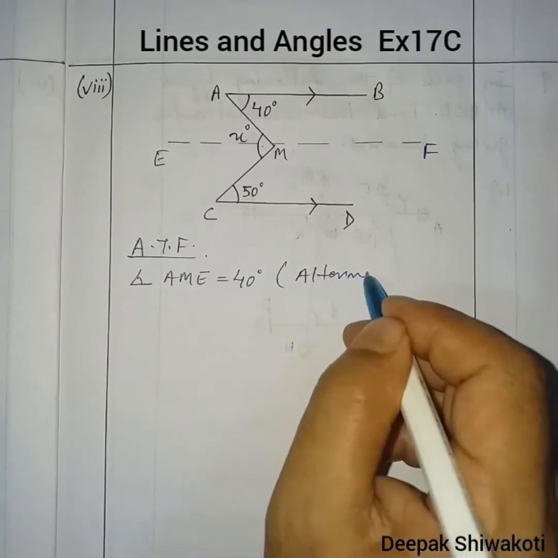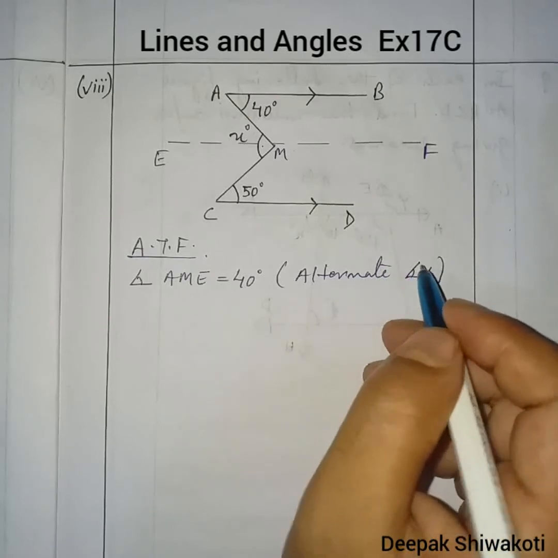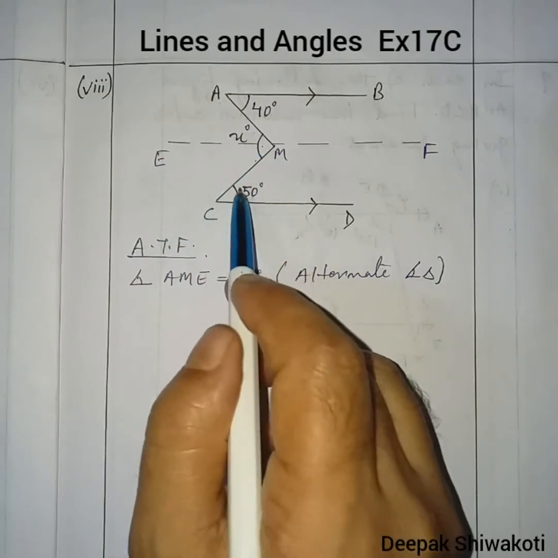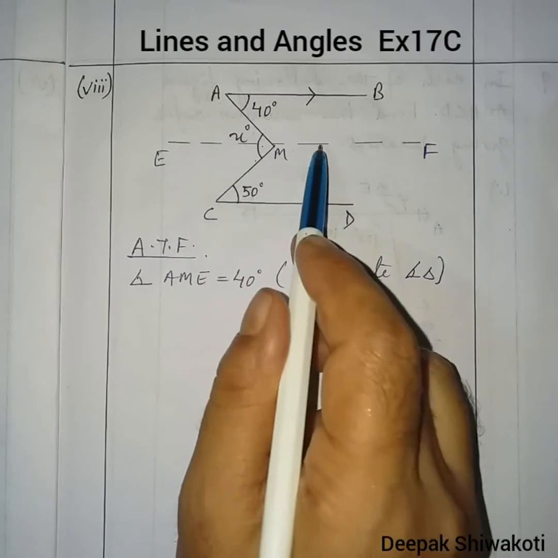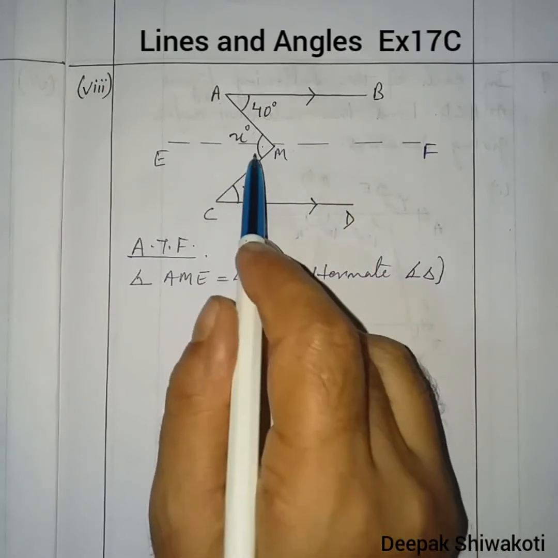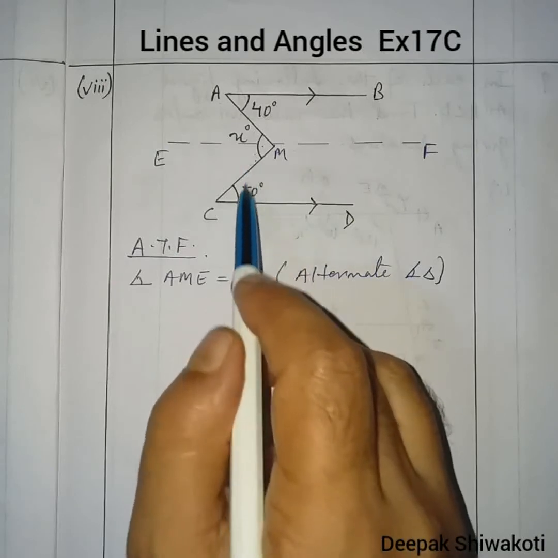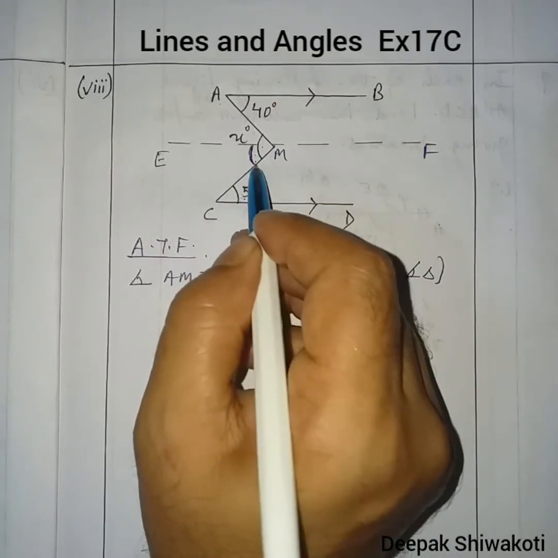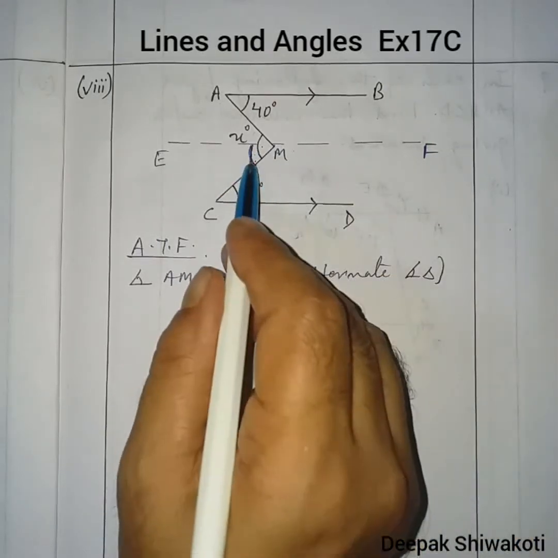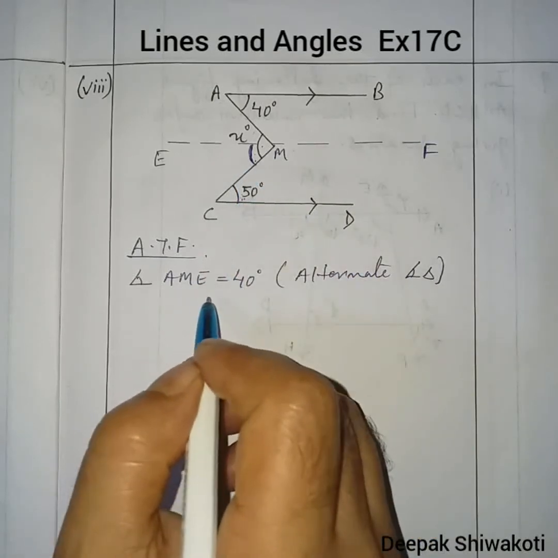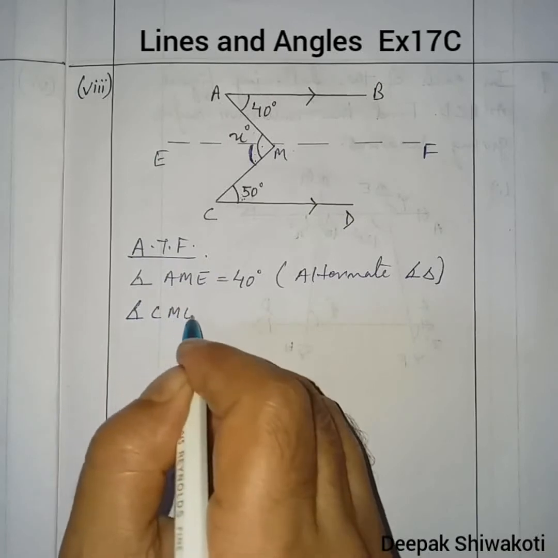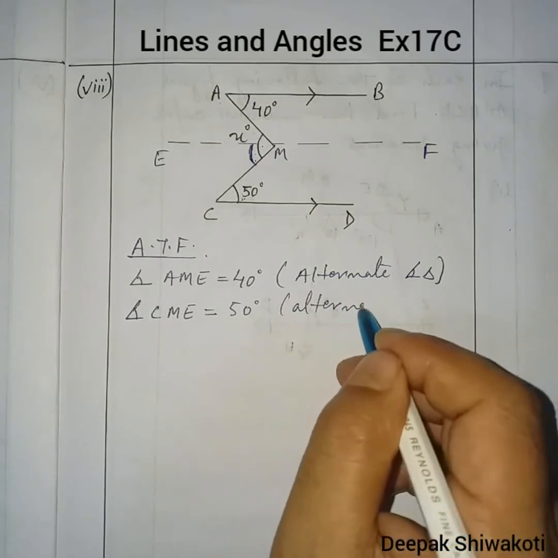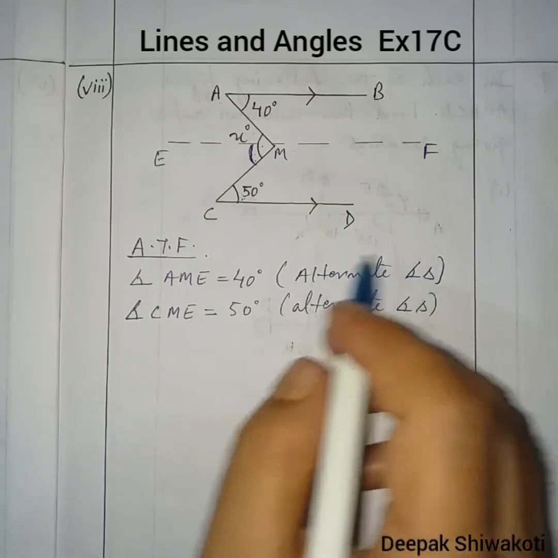Alternate angles, and angle CME, this angle is alternate to this angle. When CD and EF are parallel to each other, then this angle and this angle are also equal as they are alternate to each other. Okay, I mean this angle only. So this angle and this angle are alternate to each other and it's equal to 50 degree. Angle CME is equal to 50 degree. It is alternate angles. Okay, these two are alternate angles.